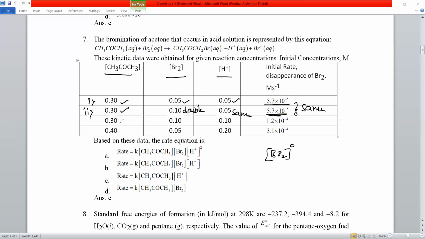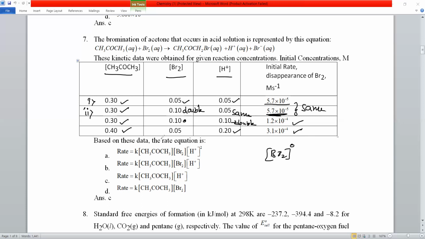Next, with respect to this one, it is the same, and here there is no need to think about it. Even if it is doubled or tripled, the rate is not affected. And in case 3, this is doubled now. This is doubled. So is the rate affected or not? The rate is affected. And here also they have changed the concentration, so the rate will also be affected.